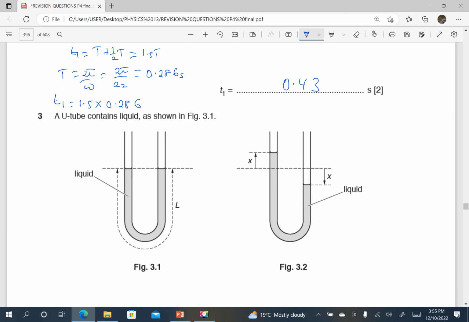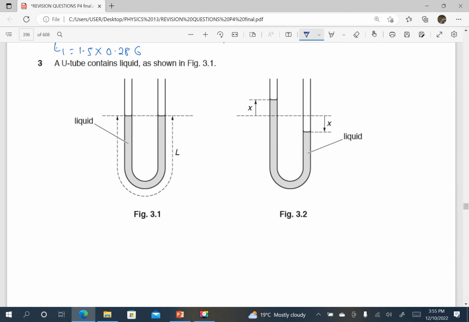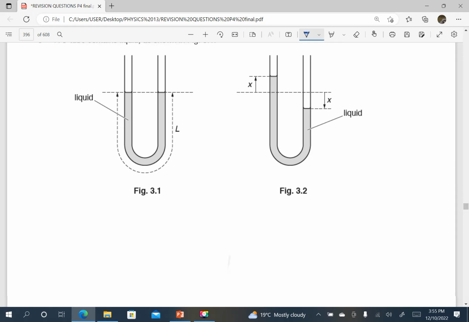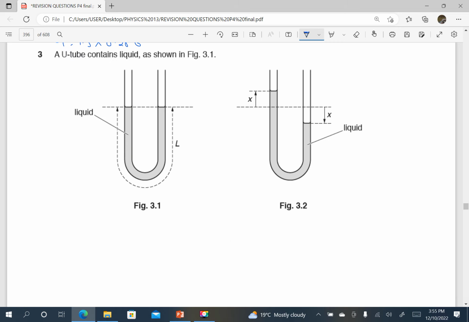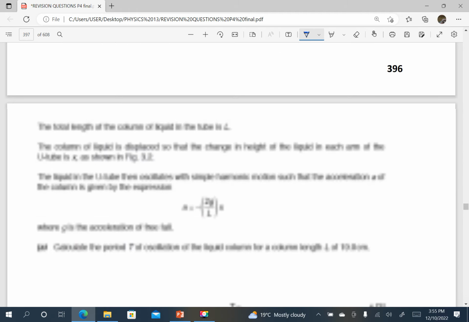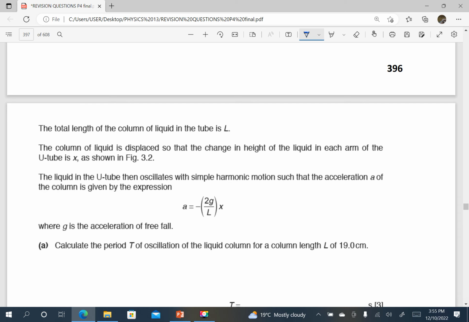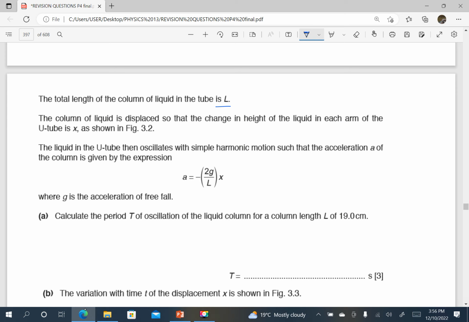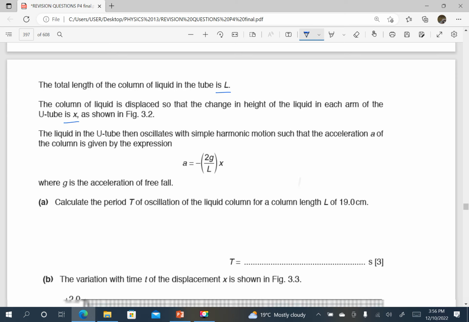A U-tube contains a liquid as shown in the figure. We have seen a question about a U-tube. So the length of the liquid is L, the displacement is x. We notice that this total displacement here is going to be x plus x, which is twice x. That is the excess pressure in one of the arms that contributes to the restoring force. Total length of the liquid column is L. The column of the liquid is displaced so that the change in height of the liquid in each arm of the U-tube is x, as shown above.